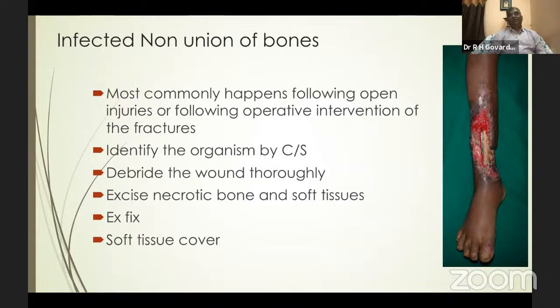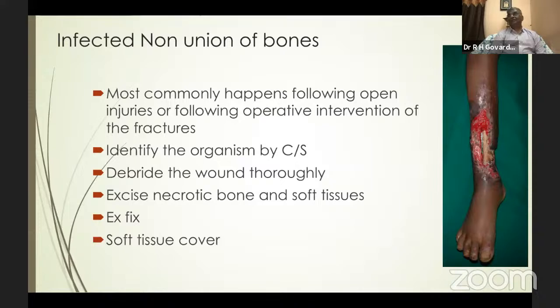We have been dealing with aseptic non-union. Now we come to the infected non-union, which is very common in our country, because it happens in open injuries and or following operative intervention of the fractures. In these, you have to identify the organism by culture sensitivity. You have to do a thorough debridement, excise necrotic bone and soft tissues.